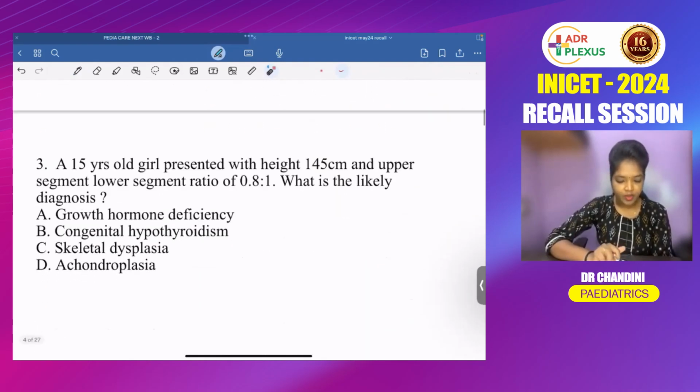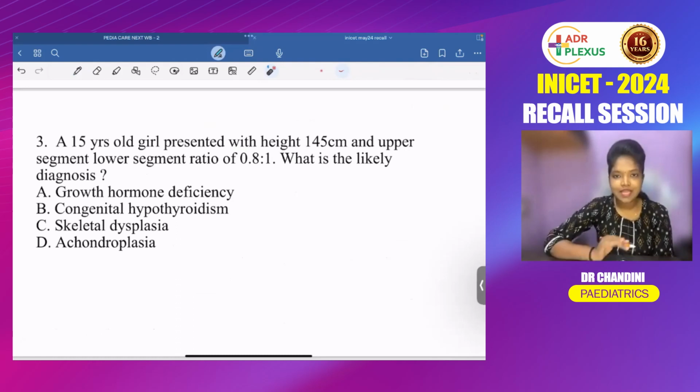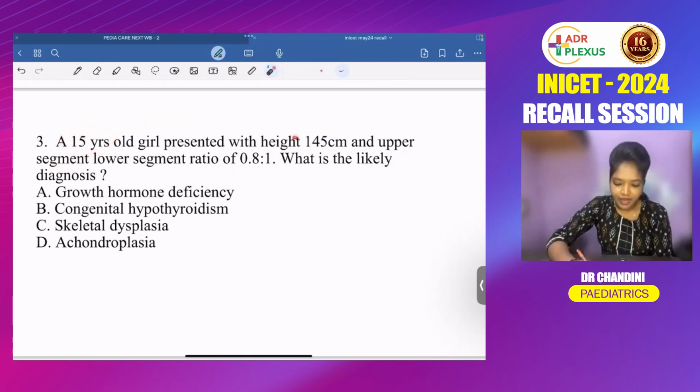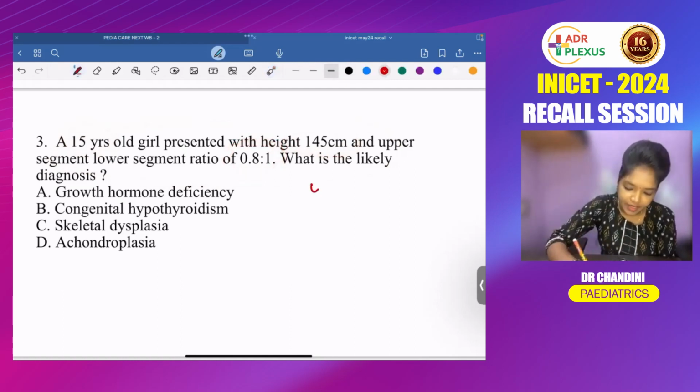This is also a question from growth and this is a scenario based question. The scenario is a 15 years old girl presented with height 145 centimeters, upper segment lower segment ratio of 0.8:1. So what is the likely diagnosis? First we look at this question. They say this is a 15 years old girl and 145 is quite on the lower side. If we plot the growth chart, definitely there will be short stature. And they are telling something about the upper segment, lower segment ratio.